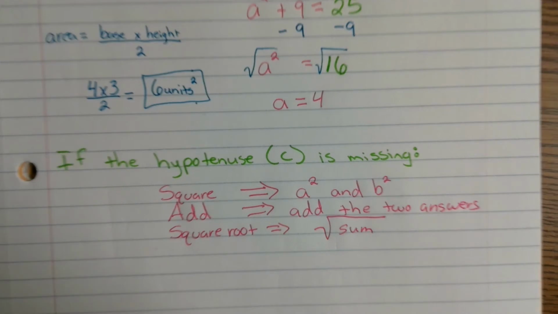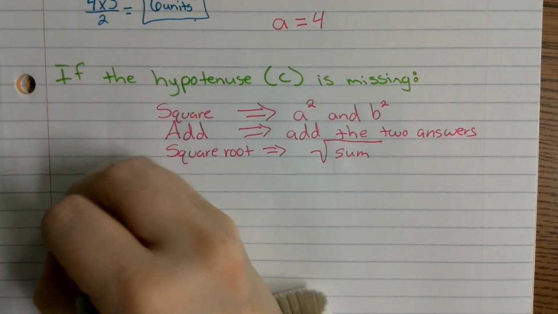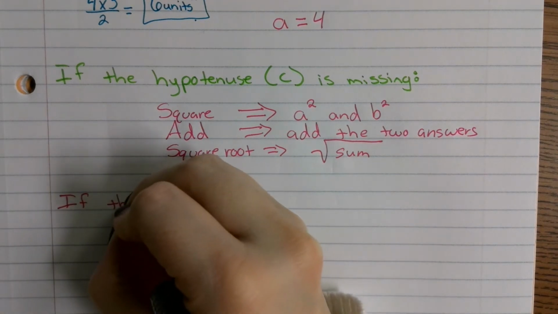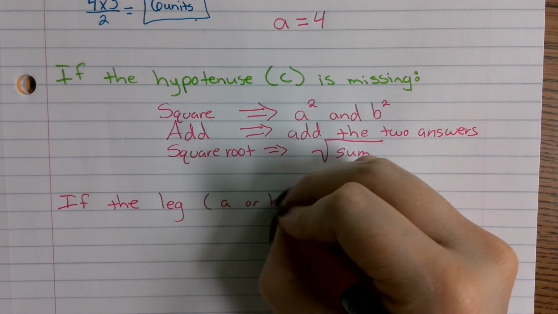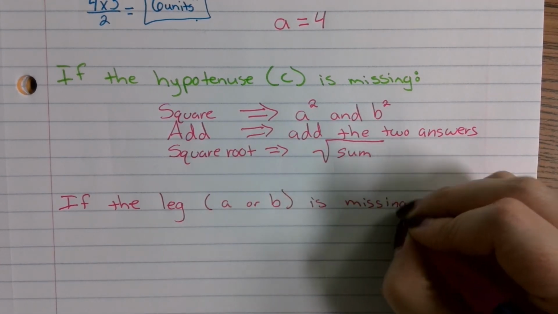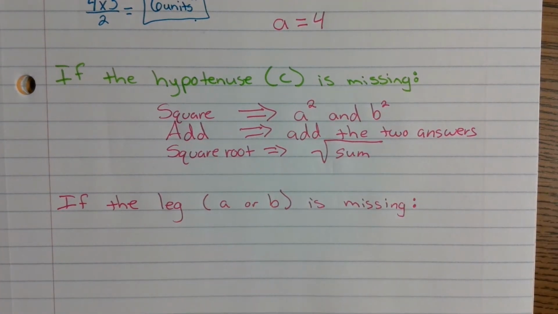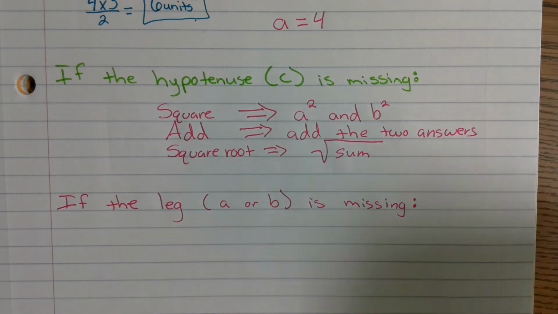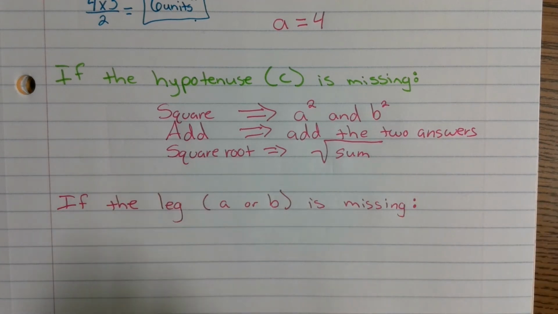Now, if it's the reverse, if the leg is the value that's missing, so A or B, it's literally the exact same process except for one change. What was the one difference? Subtraction. Instead of squaring, adding, and square rooting, in this case you would square, subtract, square root.